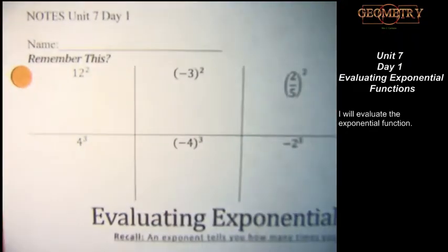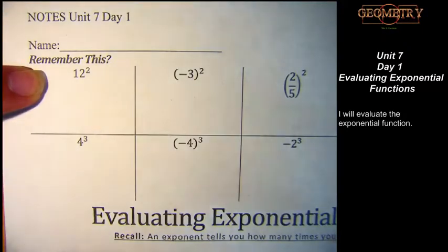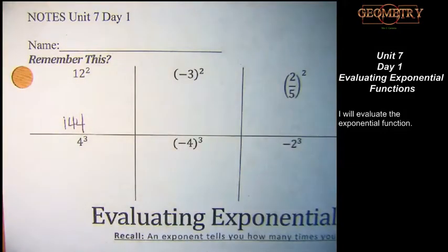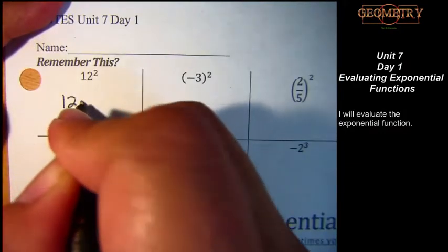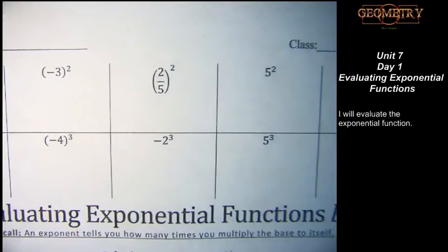So I asked you to work on this, remember this before the recording, and I think a lot of you took this 12 squared and you wrote 144. How did you get 144? Because 12 times 12 is exactly 144. Perfect. Let's flip over to this fraction really quick.